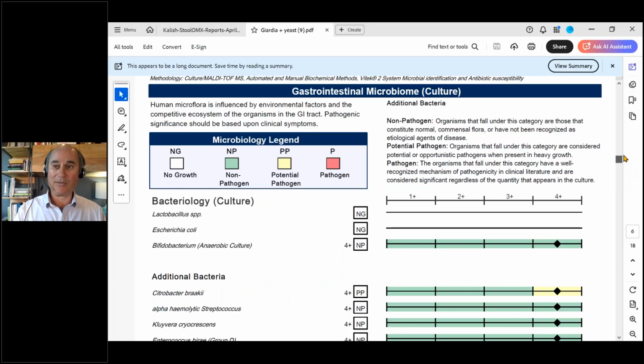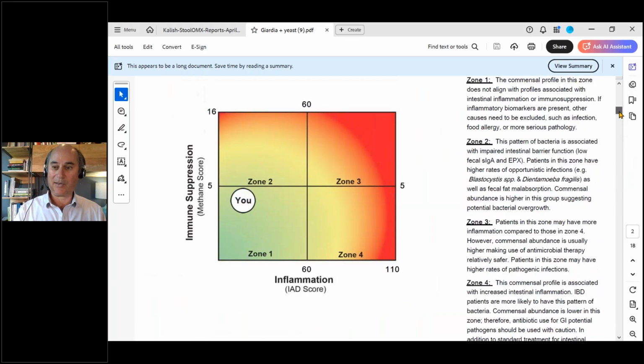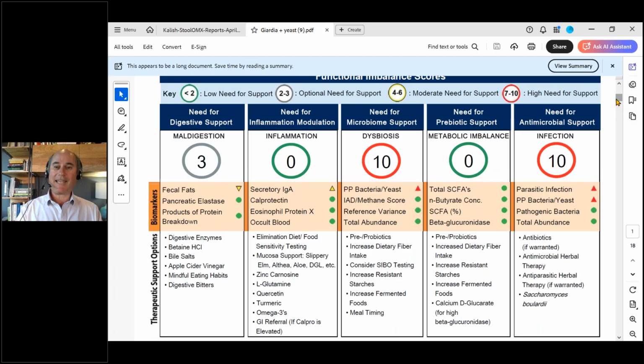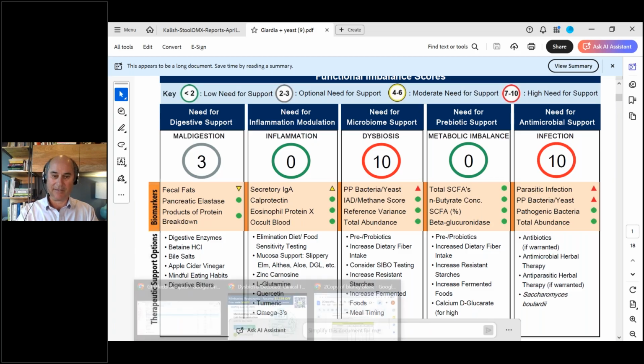And let's see, what else? Let's go back up so we can design one more program, then we'll go to questions. So dysbiosis is at a 10. There's a gallbladder problem, and they have Giardia. Oh, okay. Think we can handle that?